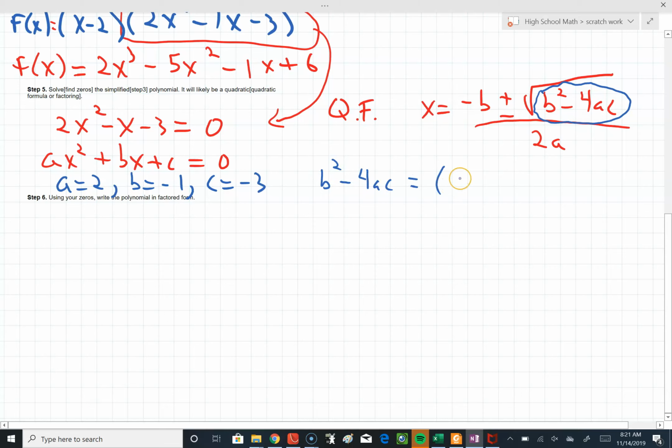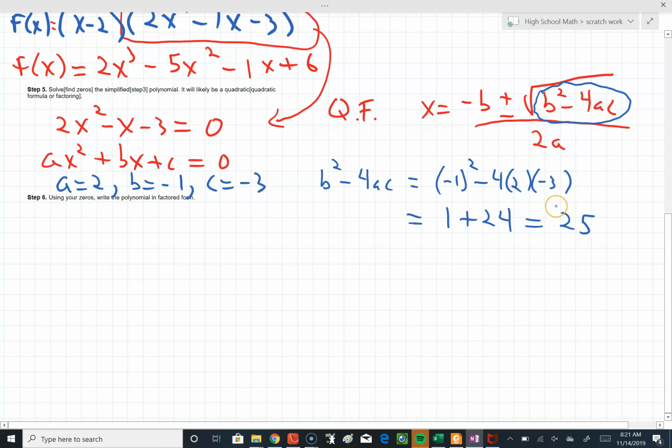So that becomes negative 1 squared minus 4 times 2 and negative 3. As Taryn just said, negative 1 squared is 1. 4 times 2 is 8. Times 3 is 24. And 2 negatives make a positive, so it's plus 24. What is 1 plus 24?